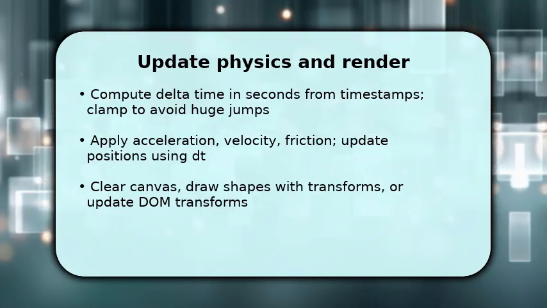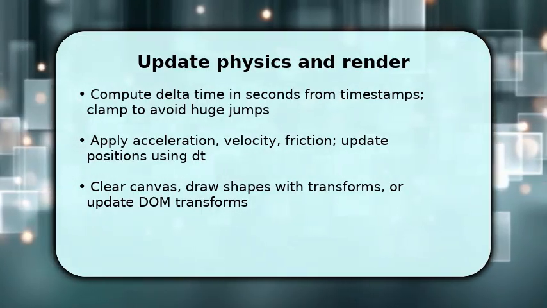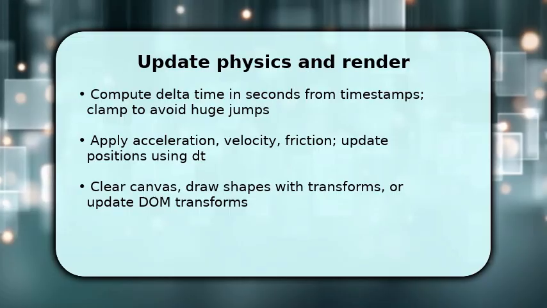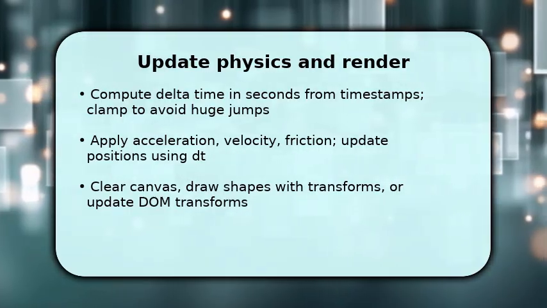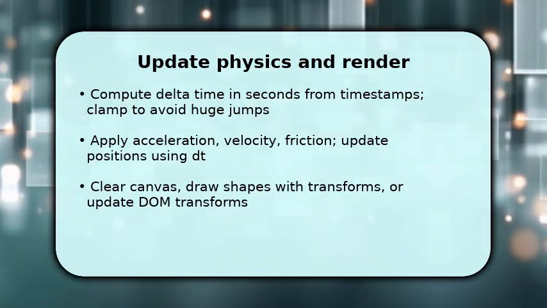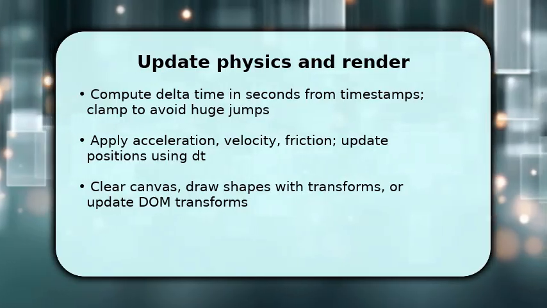Then update motion. Apply forces or easing, update velocity, and integrate position using velocity times dt. Once state is updated, render. Clear the canvas and draw a path.